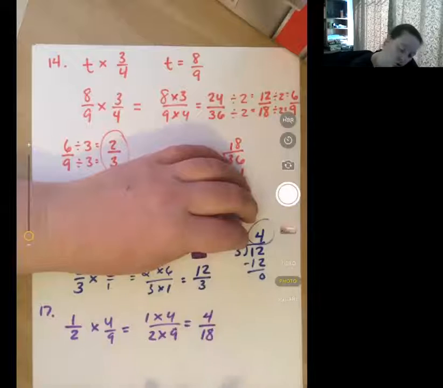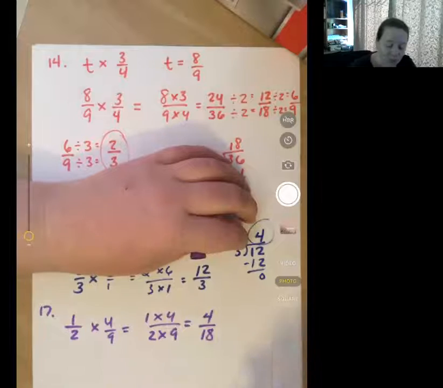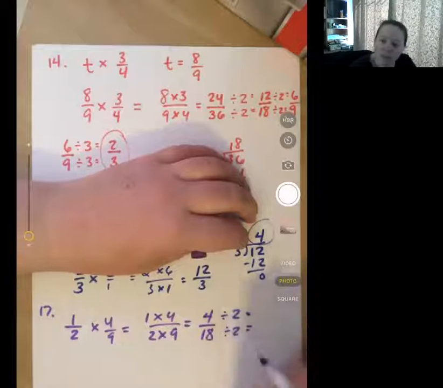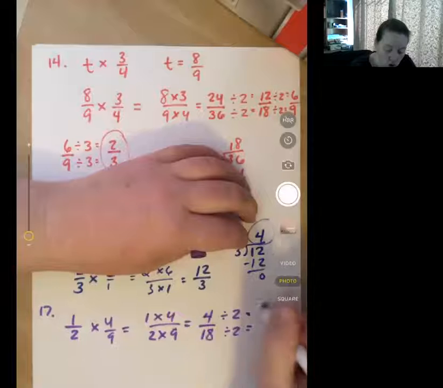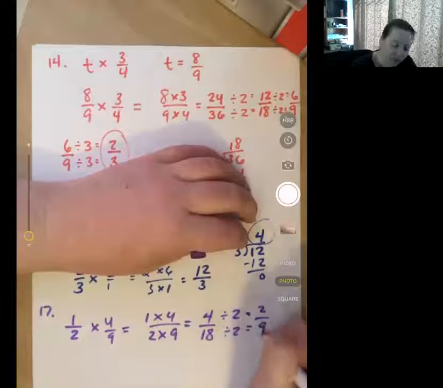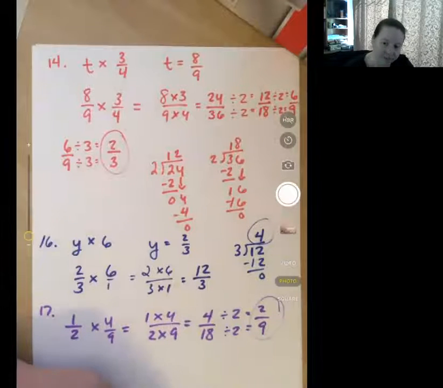I need to simplify this. So what can I divide out of this? Remember, our options are 2, 3, and 5. They're both even, so I can take out 2. 4 divided by 2 is 2. 18 divided by 2 is 9. So I end up being at 2/9 of the boys.